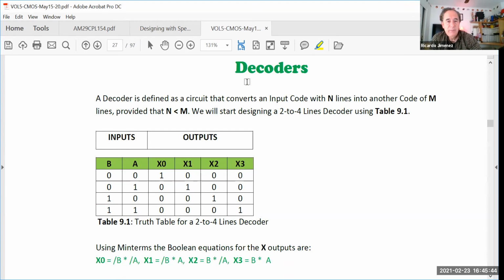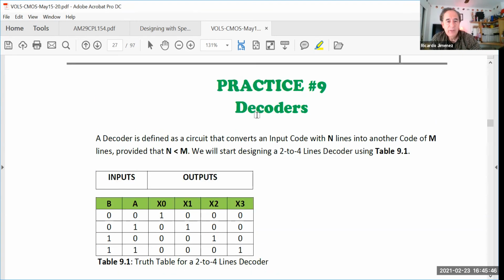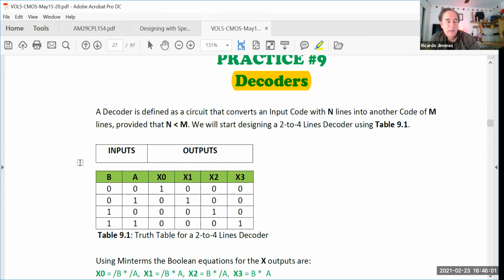Decoders are interesting because decoders are used to decode instructions. And probably the word might not sound too familiar to all of you. What is a decoder? How can I decode an instruction? Instructions in a computer need to be decoded because they come in binary code. So you need to decode them to send data, to control the data flow inside a microprocessor.